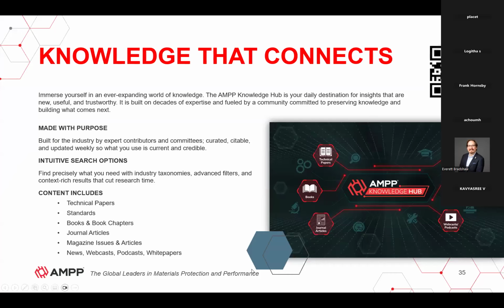And the last thing I wanted to cover was where to gain access to the AMP standards. So recently we launched AMP Knowledge Hub. You can access Knowledge Hub from the main page of the AMP website or using the QR code that's shown on the screen. AMP Knowledge Hub is one portal that gives you access to all of AMP's standards, magazines, technical content, books, journal articles, all in one place.